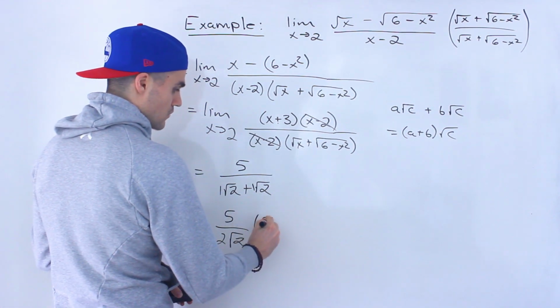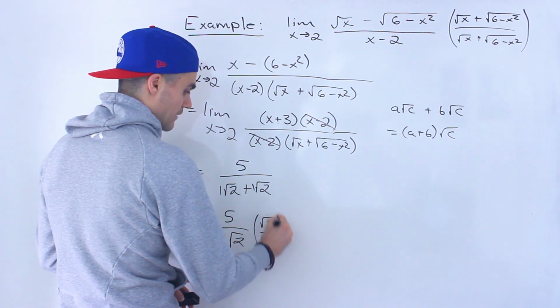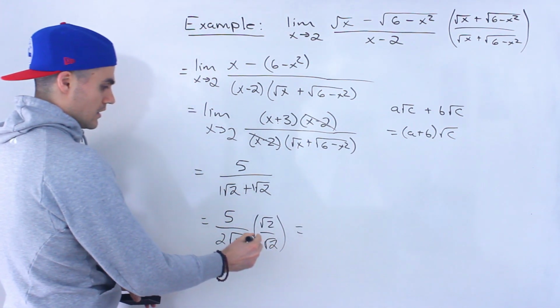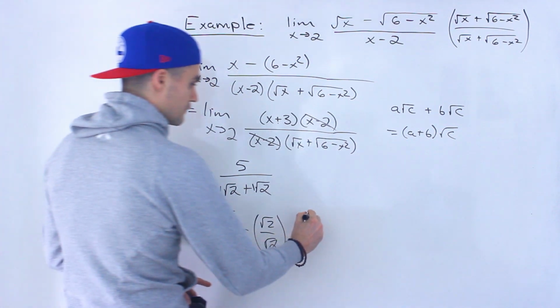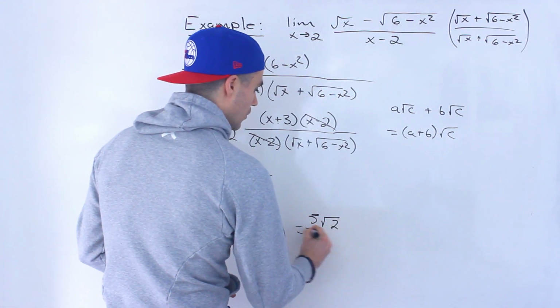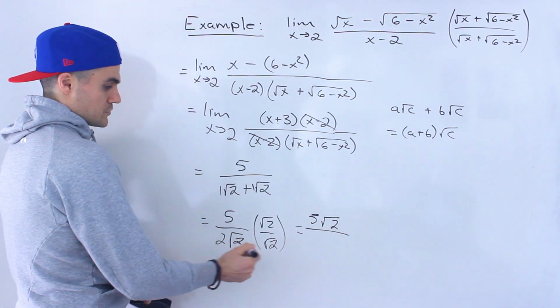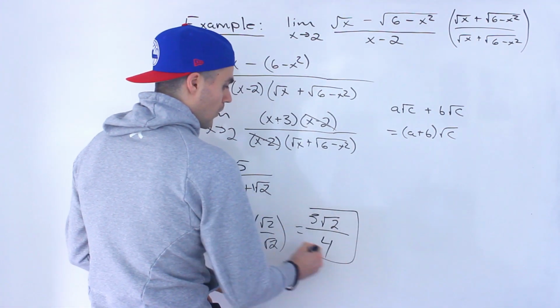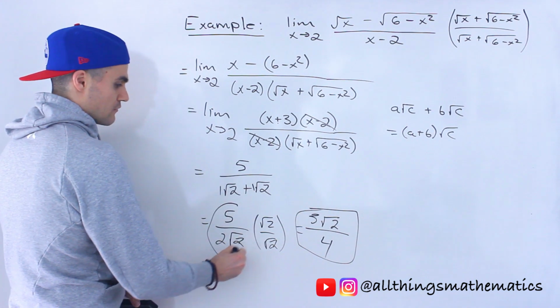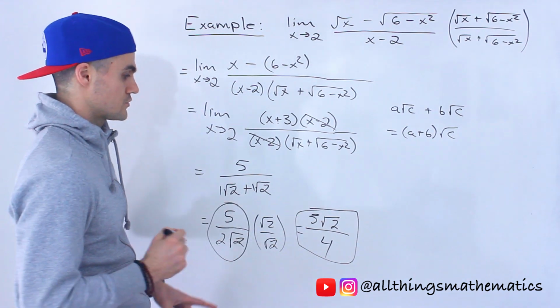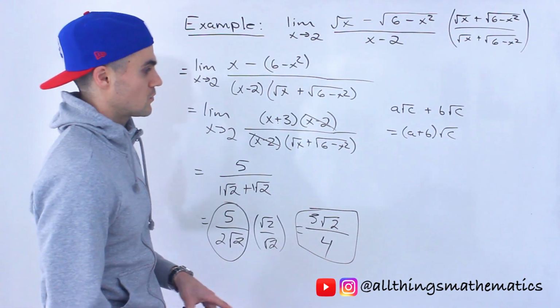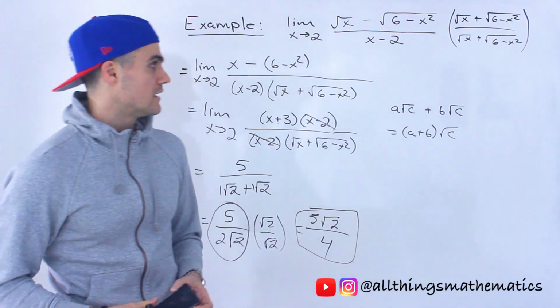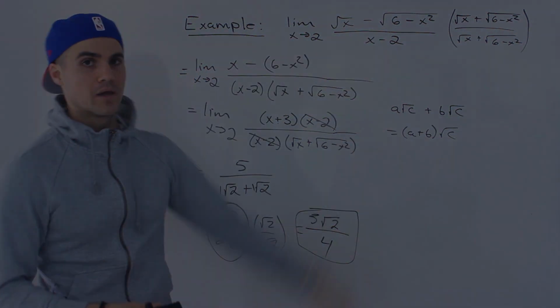Another answer is if you rationalize this, sometimes you won't have any square roots in the denominator. If you were to rationalize it, you'd have 5 root 2 over root 2 times root 2 is 2 times 2 is 4. All right, so 5 root 2 over 4 is the same as 5 over 2 root 2. So either of these answers work. That is the exact value. That is what this limit approaches.